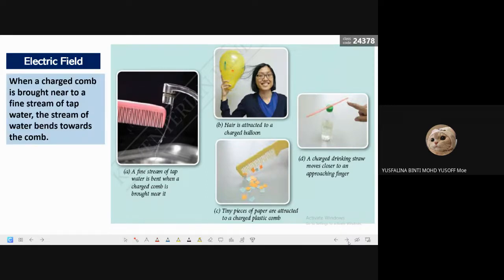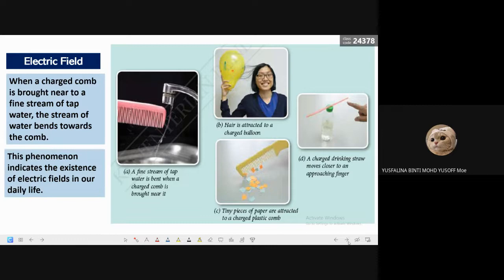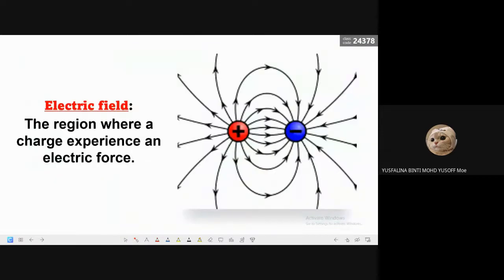When a charged comb is brought near to a fine stream of tap water, the stream of water bends towards the comb. This phenomenon indicates the existence of electric fields in our daily life. So what does it mean by electric field? The electric field is the region where a charge experiences an electrical force. So if you put an object here, it will experience the electric force.